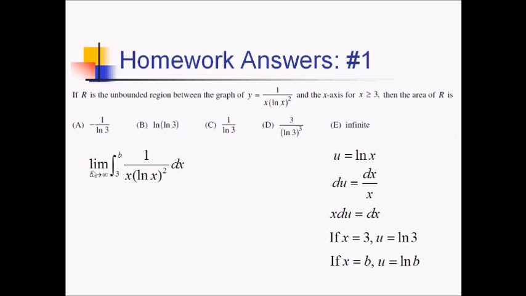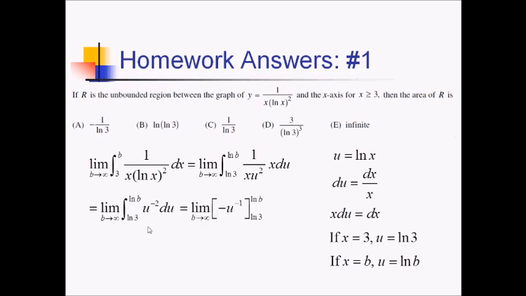Plugging all that back in, we've got this limit of the integral from ln of 3 to ln of b of, well, now I've replaced ln of x with u, so this is 1 over x times u squared. And then I have, instead of dx, du times x. Simplifying this a little bit, I can cancel out these x's, and I'm going to rewrite this with a negative exponent. So this is going to be u to the negative 2 du, with all of this stuff unchanged. Now it's time for my antiderivative. This bumps up to a negative 1. So I have negative 1 u to the negative 1, evaluated from ln of 3 to ln of b.